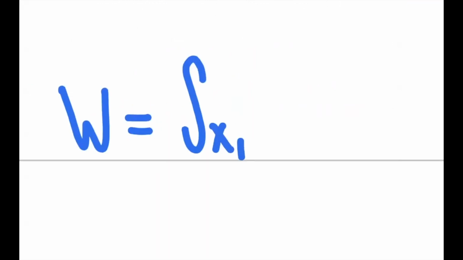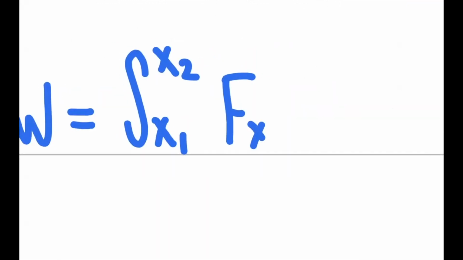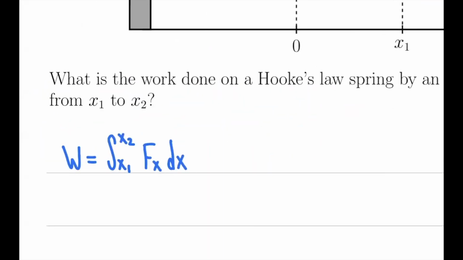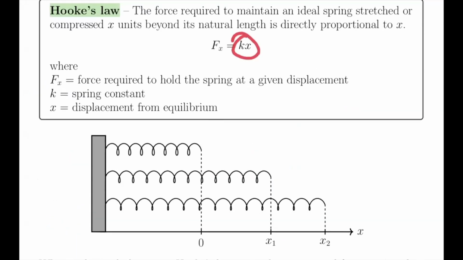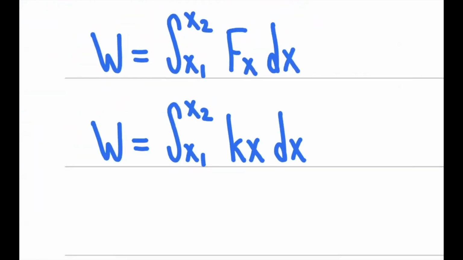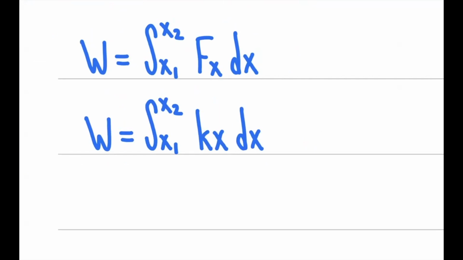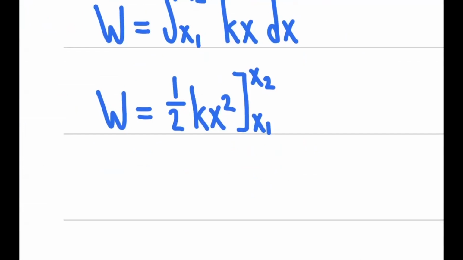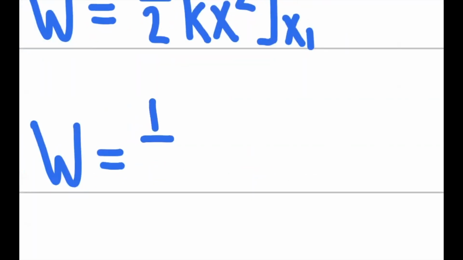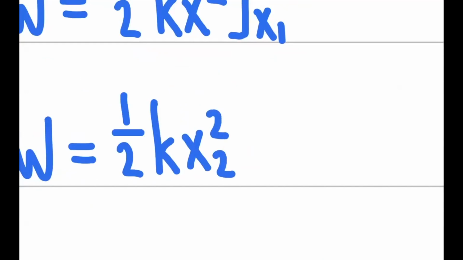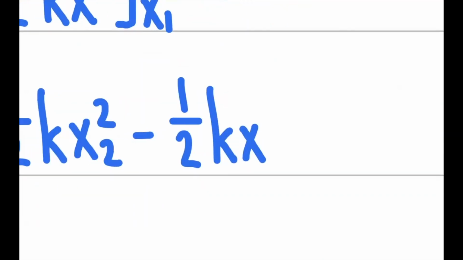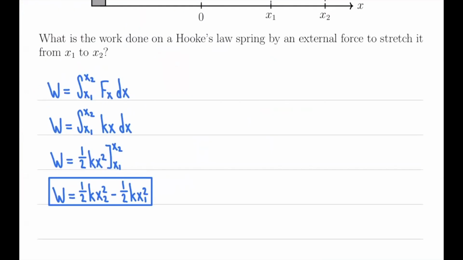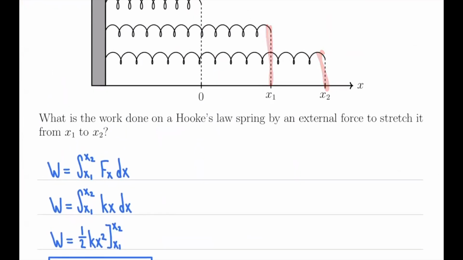So work, remember from the first page, is the integral from x1 to x2 of F sub x dx. So F sub x for a Hooke's law spring is kx. And what's the integral of kx with respect to x? 1/2 x squared times k. Exactly, 1/2 kx squared. So you get that W is 1/2 k x2 squared minus 1/2 k x1 squared. So that's the work done by an external force to stretch the spring from x1 to x2.